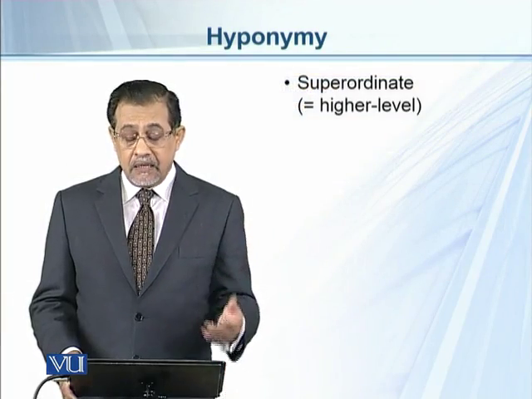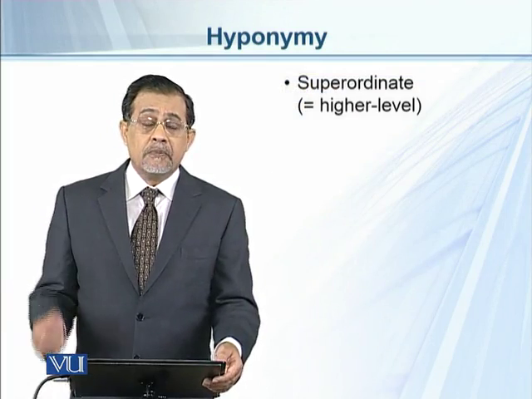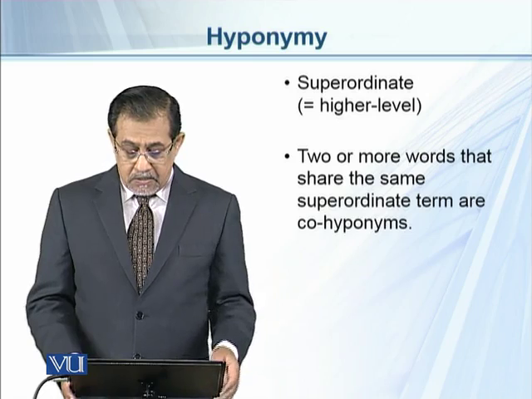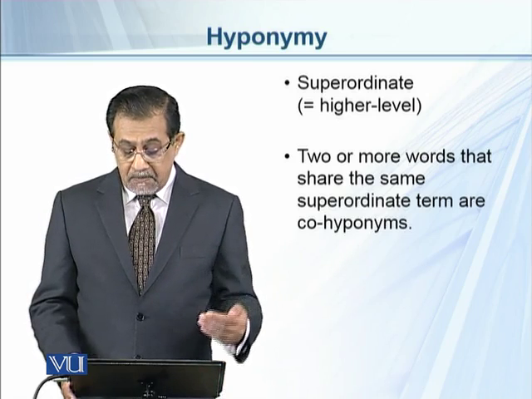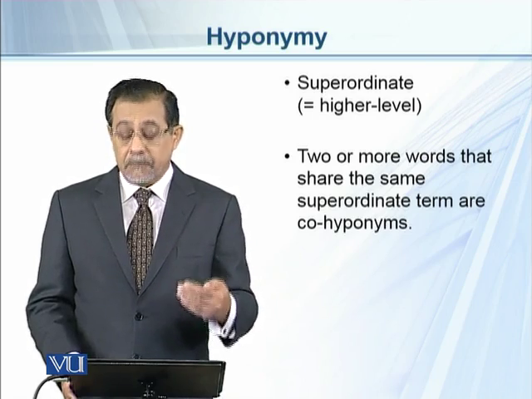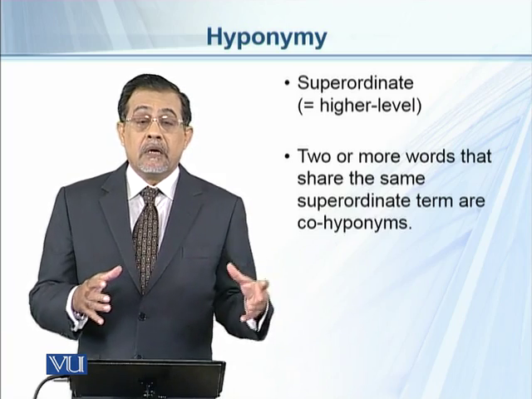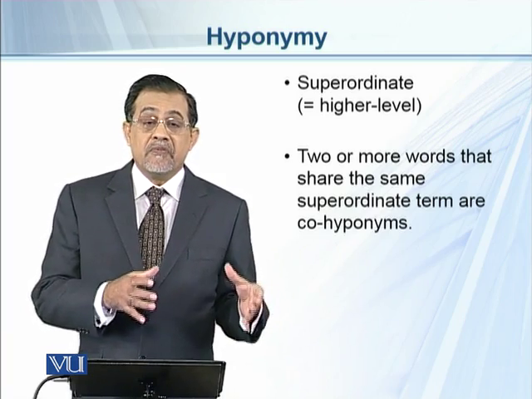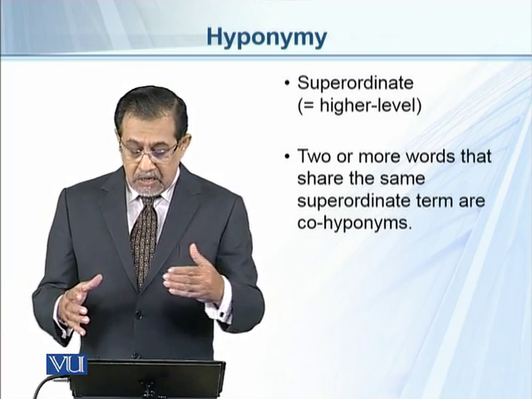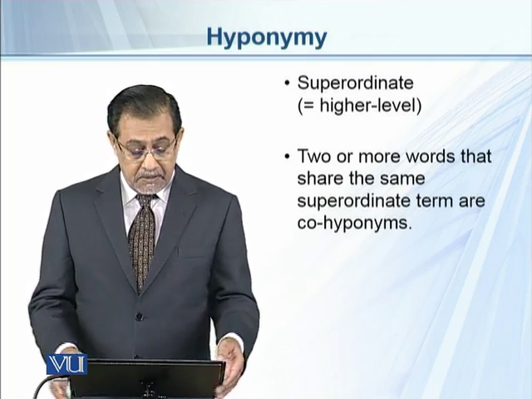Superordinate is the term at the higher level. So for example, in the previous diagram, we have living being as the superordinate. Two or more words that share the same superordinate term are co-eponyms. For example, vegetable, flower, and tree. So all these three were co-eponyms.